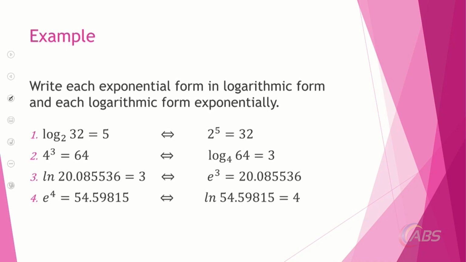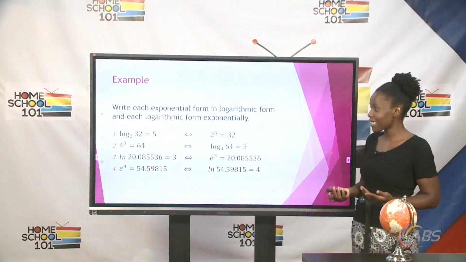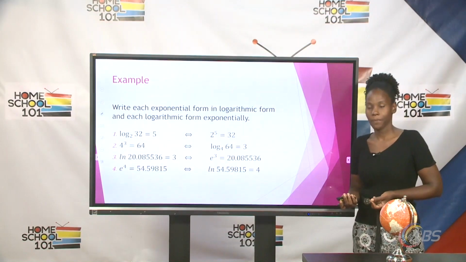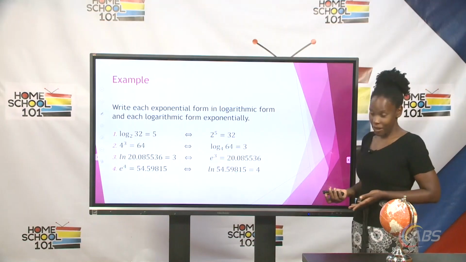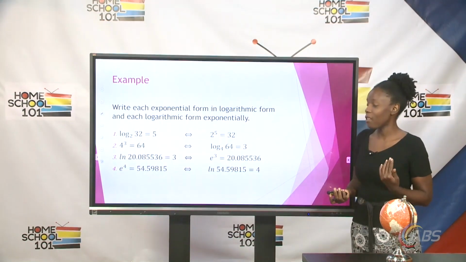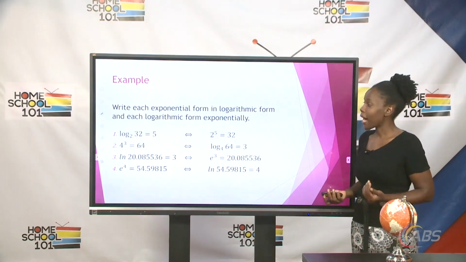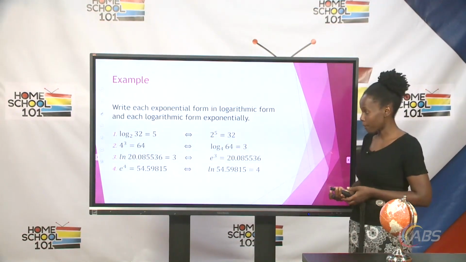So the first, I have log of 32 to the base 2 is equal to 5. Now, is this in the logarithmic form or the exponential form? Correct. It is in the logarithmic form. And once you see log in the expression or the equation, you know that's the logarithmic form. And to know the exponential form, you would see something being raised as a power.